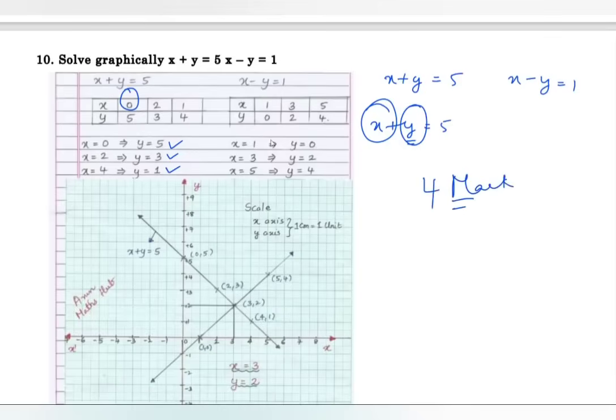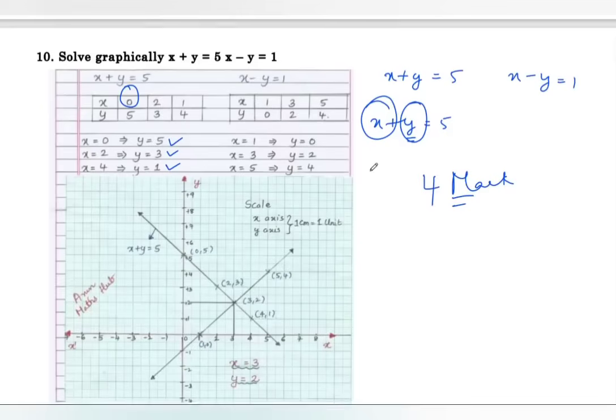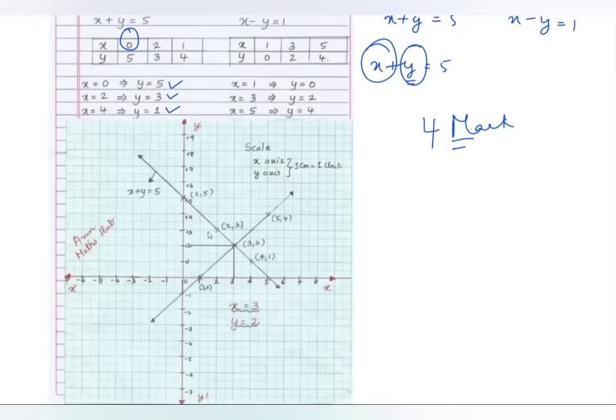To verify your answer, you can use the elimination method, and whatever answer you get graphically should be the same as the answer you get by the elimination method. After plotting these lines, these two lines will intersect at the point 3, 2. Therefore, the value of x equals 3 and y equals 2.